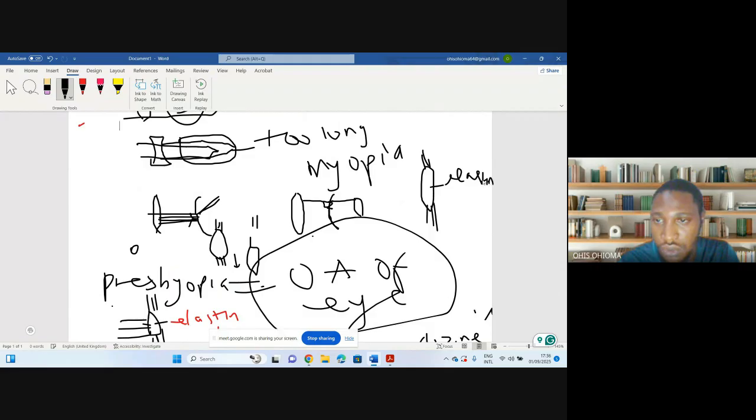So in presbyopia, that elastin fiber is lost. The fiber here is lost. And hence the patient's lens won't be able to stretch to accommodate light. So that's what basically happens in presbyopia, right?